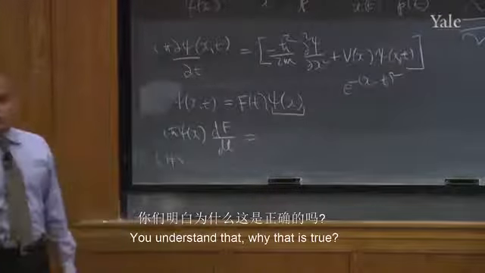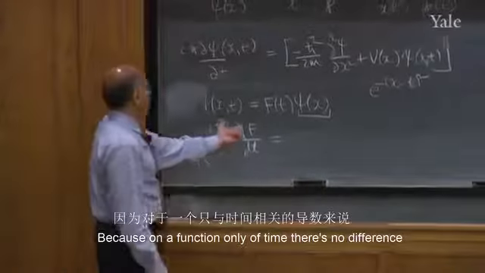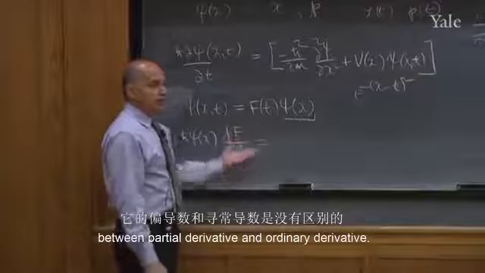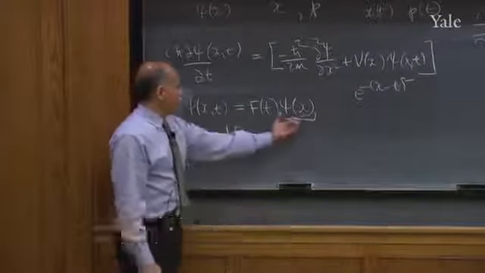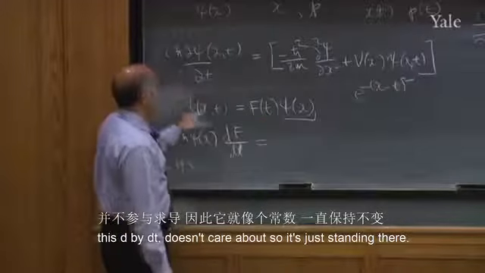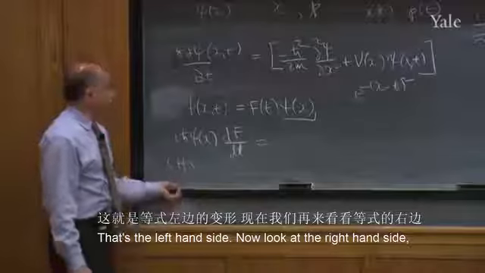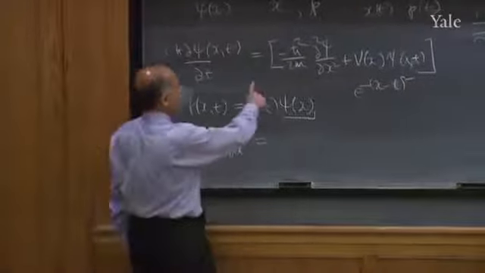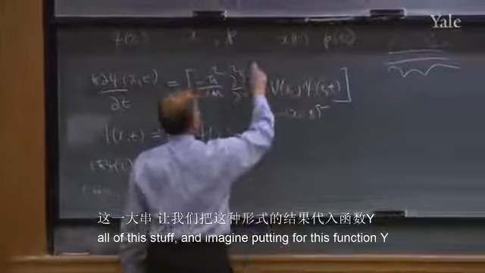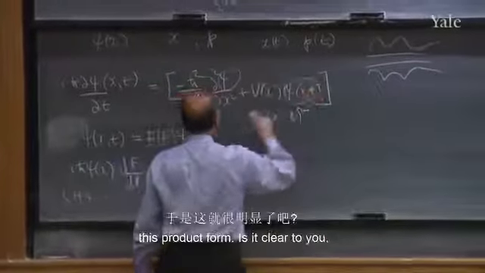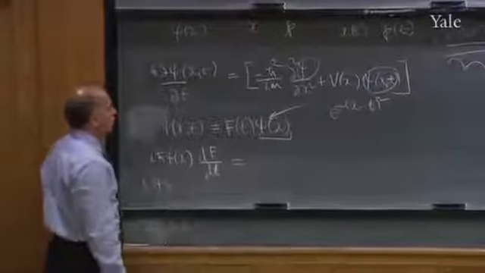You understand that? Why that is true? Because on a function only of time, there's no difference between partial derivative and ordinary derivative. It's got only one variable. The other potential variable, this d by dt doesn't care about, so it's just standing there. That's the left-hand side. Now look at the right-hand side, all of this stuff, and imagine putting for this function psi this product form. Is it clear to you?